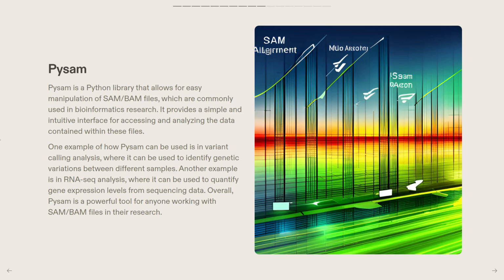One example of how SAM files are used is in gene expression analysis, variant calling analysis, and identifying the genetic variation between different samples. Another example is in RNA-seq, which is used for quantifying gene expression levels from your sequencing data. Overall, it is a powerful tool for anyone working with SAM and BAM files. Yes, BAM file is a binary alignment map file and SAM is sequence alignment map, I think, something like that.